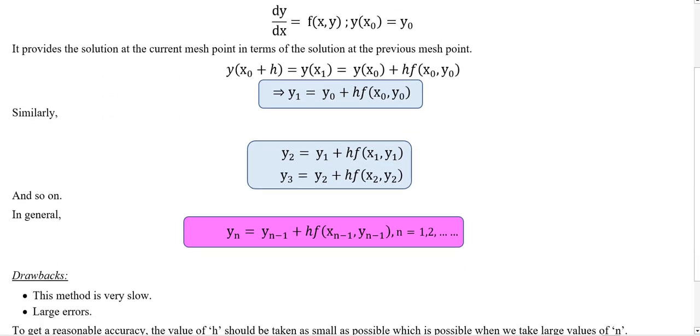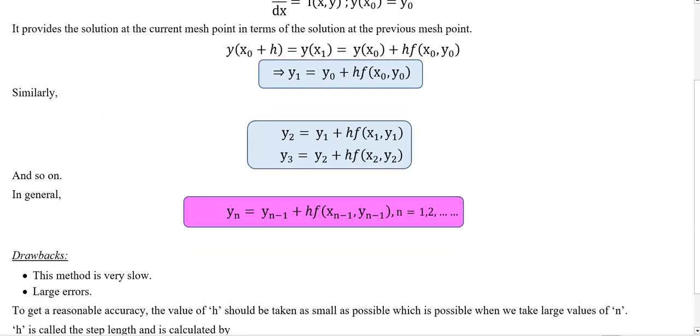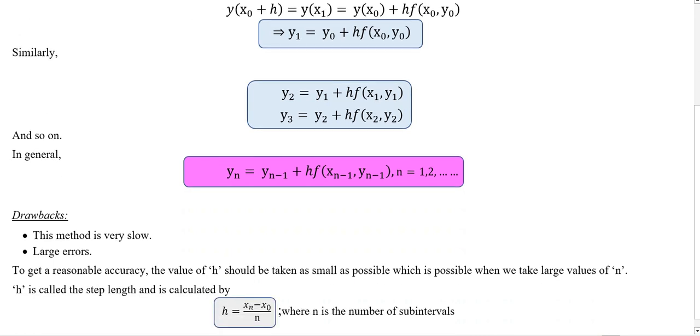Proceeding in the similar way, we can generalize and we have the formula yn is equal to yn minus 1 plus h times f of xn minus 1 comma yn minus 1, where n ranges from 1 up to infinity. So it has certain drawbacks. This method is very slow and it has large errors. So how can we achieve accuracy? To remove such errors, we should take our h to be as small as possible.